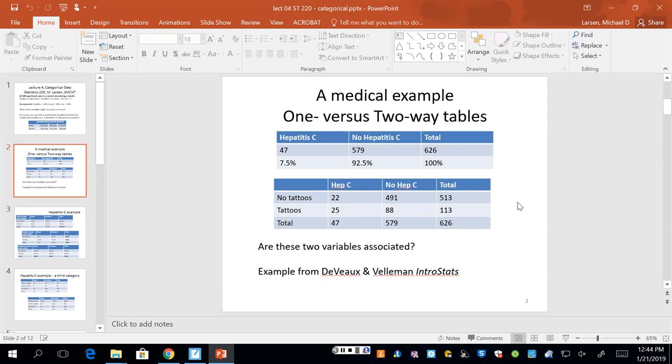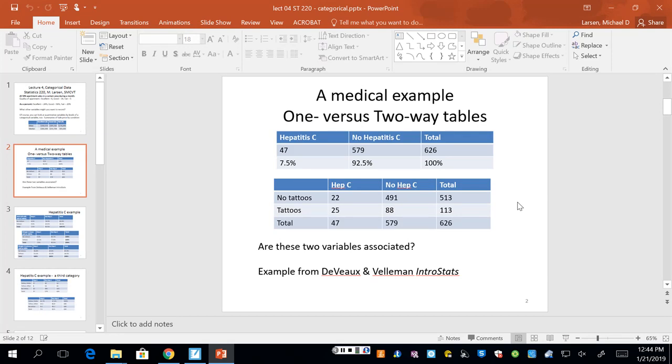And so then the question is, are these variables associated with one another? Does it look like hepatitis C is related somehow to having tattoos from these data? So just by looking at the counts, can you think about some way to try and assess whether it's associated?